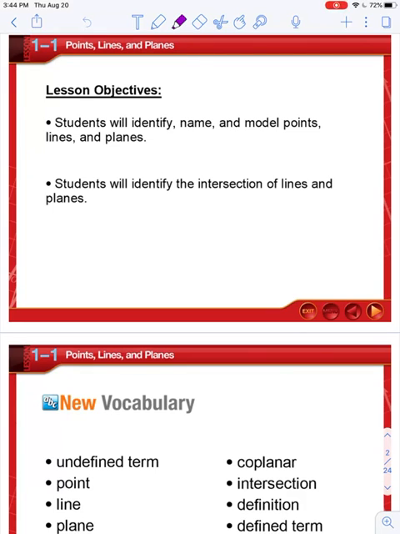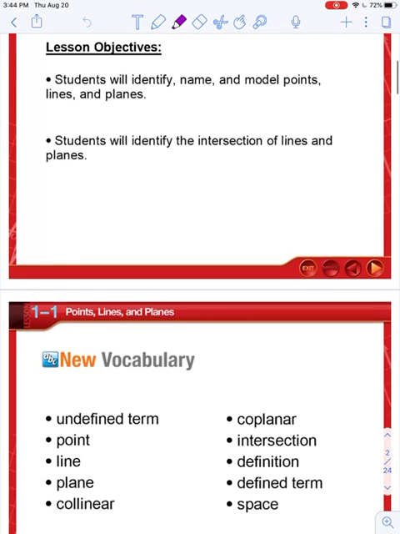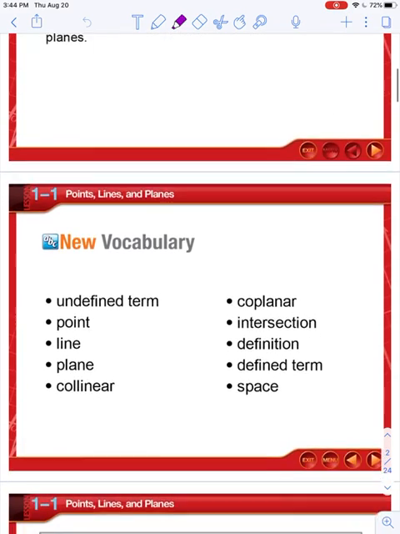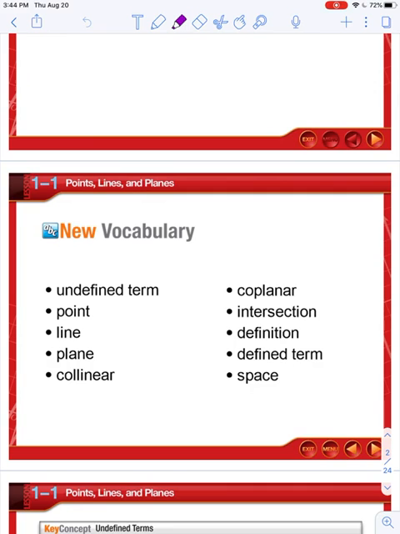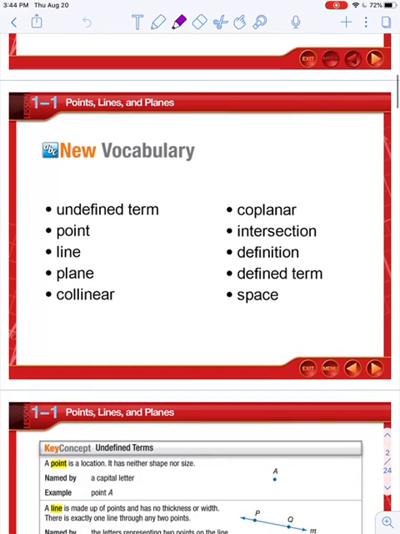Hello, today we are covering lesson 1.1. So you'll see our objectives are students will identify, name, and model points, lines, and planes, and students will identify the intersections of lines and planes. Now these videos will be shortened versions of what we did in class, but you'll still get to see at least one example of every kind.